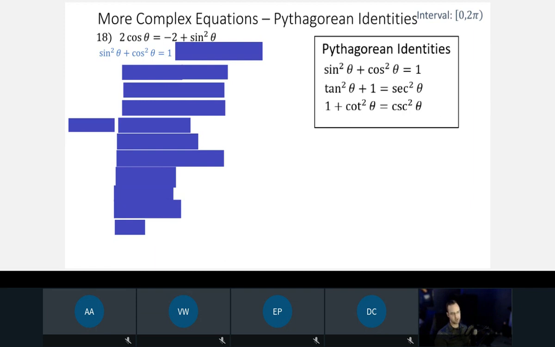All right, some of you are scratching your head. I'm going to replace sine squared theta with something, and that something is going to be whatever I solve for here. So I want to solve for sine squared theta. So I want to subtract cosine squared theta from both sides in my formula to give us this.